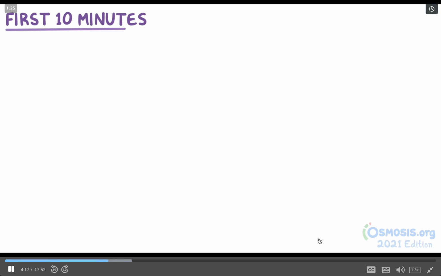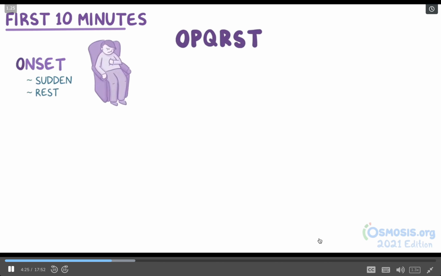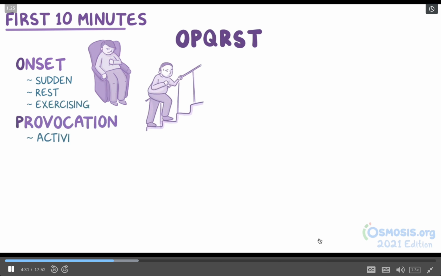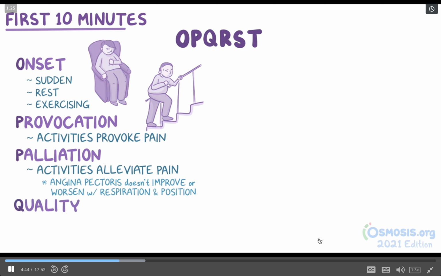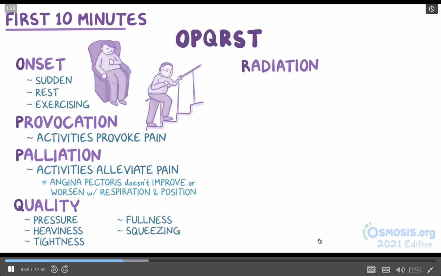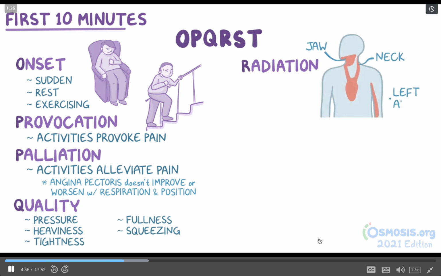Next, it's important to get a clear history of the chest pain, and the acronym OPQRST can help. O stands for onset, which is usually sudden and at rest, but might also happen while exercising. P stands for provocation, so which activities provoke pain, and palliation, so which activities alleviate pain. Generally speaking, angina pectoris doesn't improve or worsen with respiration or position. Q stands for quality, which might be described as a pressure, heaviness, tightness, fullness, or squeezing. R stands for radiation, which is most often to the neck, jaw, and left arm.